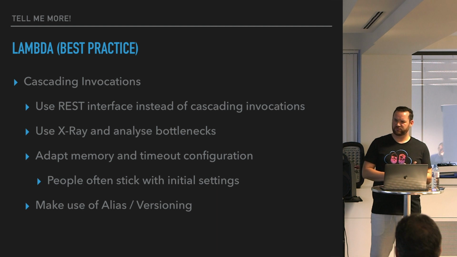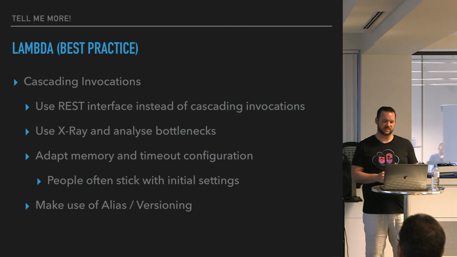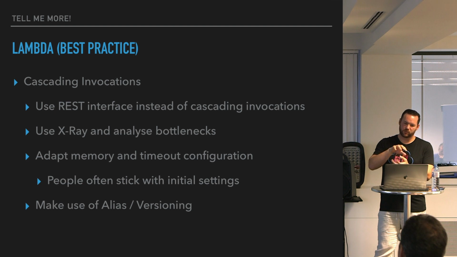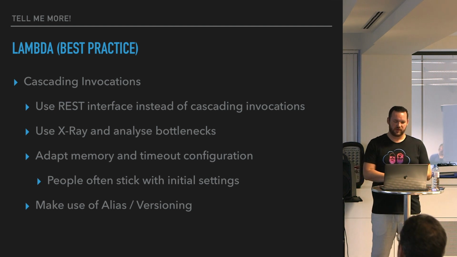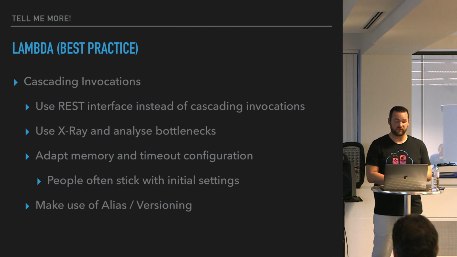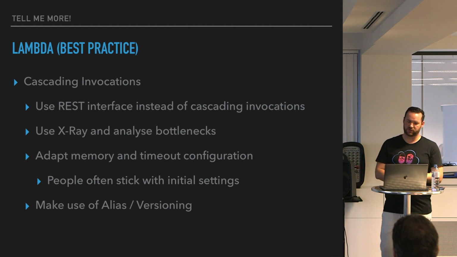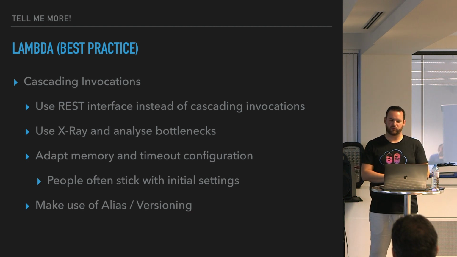I'd rather use REST interfaces. You can define access controls very easily with API Gateway, and rather call it as a REST API instead of invoking other Lambda functions in a cascading way. Then use X-Ray. X-Ray is a very great tool for monitoring your invocations, and you can really break down some very problematic parts of your code and see how long remote calls really take to execute. You can analyze your code in a very detailed way, and you see bottlenecks very fast.